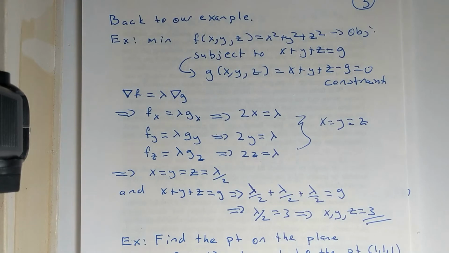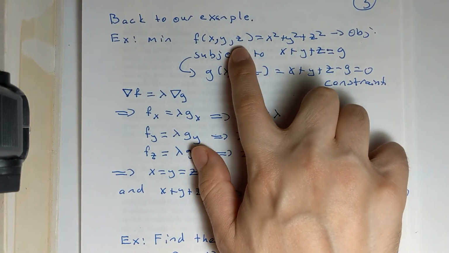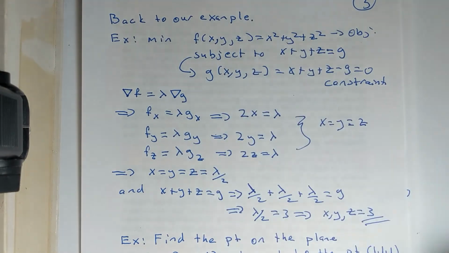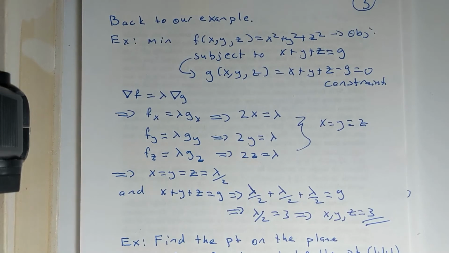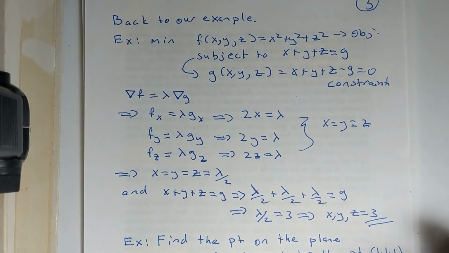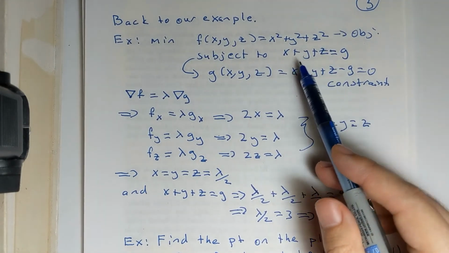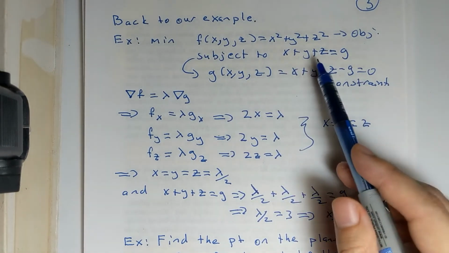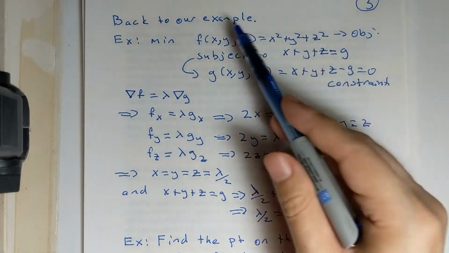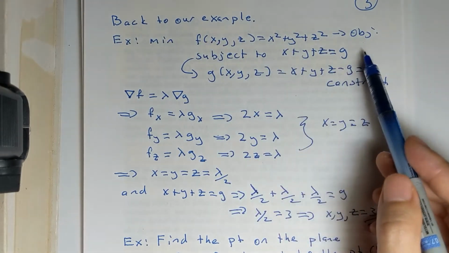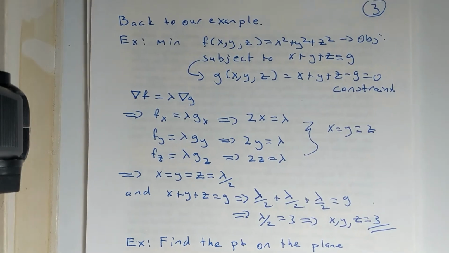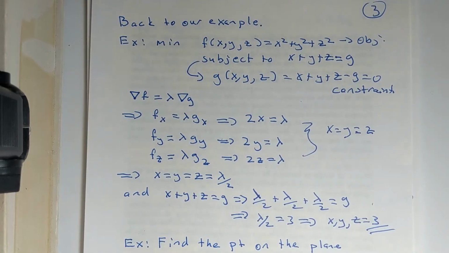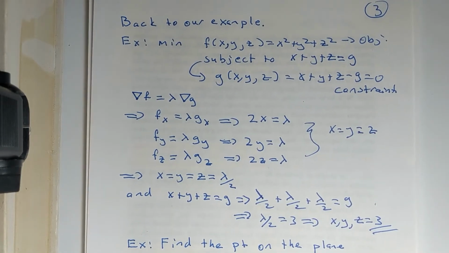Now, that's obviously not the minimum value f of x, y, z can take. The minimum value f can take is just 0. You can plug in 0 into everything, and that's 0. This is the minimum value on this plane. It's not the minimum value of f, it's the minimum value of f on this plane, so on the constraint curve or constraint surface.